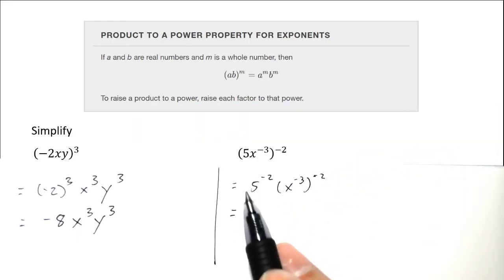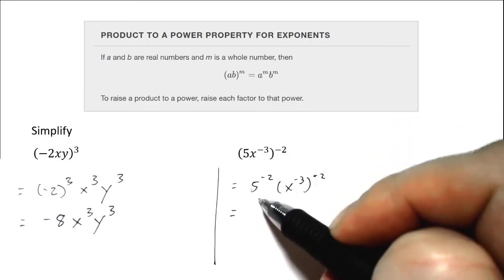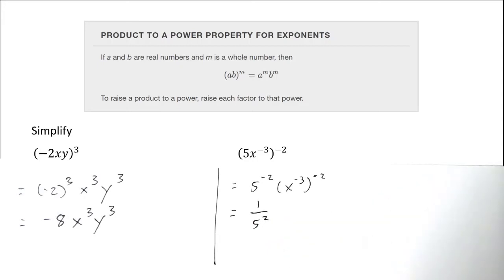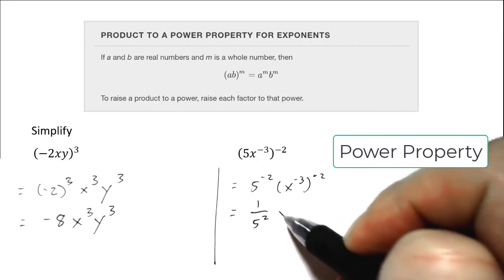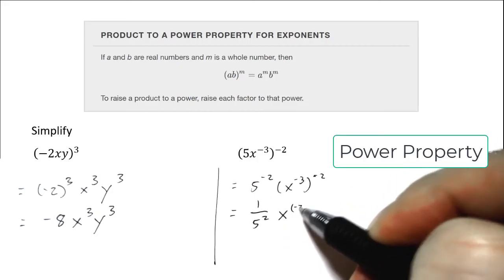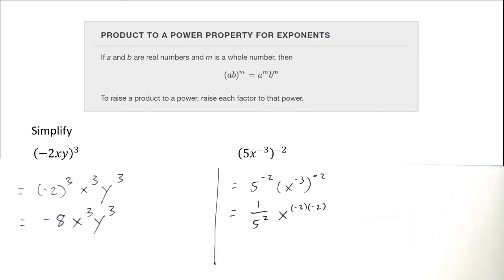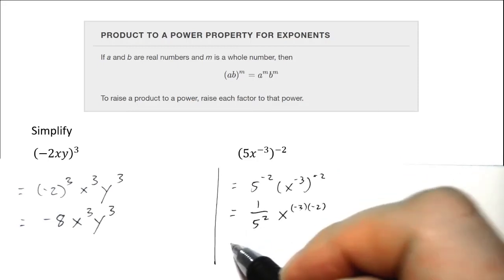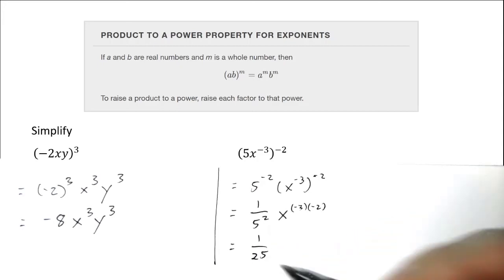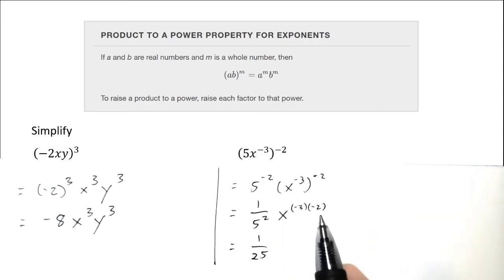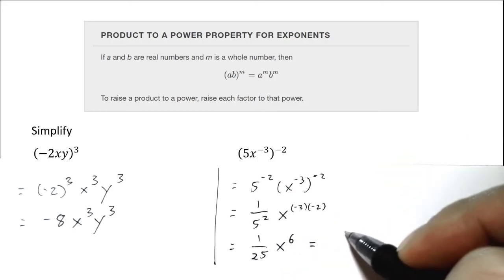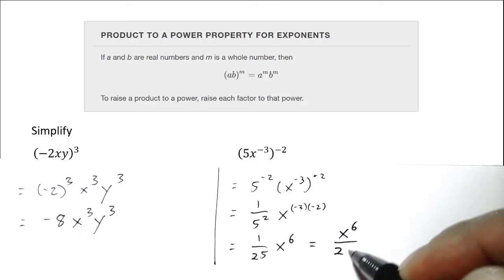All right, well, how can I deal with this? Well, remember we had a property before about negative exponents. We said that that's the same as 1 over 5 squared. The previous property said if we have something raised to a power and that's raised to a power, we multiply the exponents. So that's -3 times -2. Okay, let's see what we get here. Well, that's 1 over 25, right? 5 squared is 25. And -3 times -2 is 6. And just in the final writing this down, I'm going to write it like this.